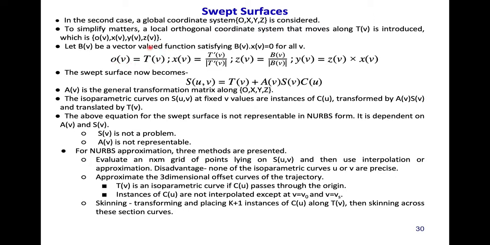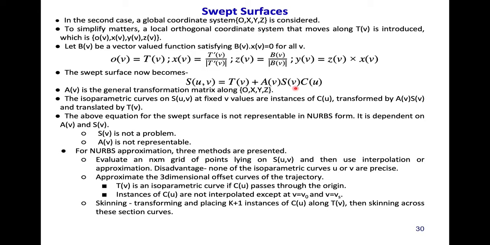O of v is just the trajectory curve. X of v is the first derivative of the trajectory divided by the magnitude of the first derivative, z is the vector valued function b divided by its magnitude, and y is nothing but the product of z and x. Using these four local coordinates, we are going to define the swept surface as follows. S of u is equal to T of v plus, in the place of the M matrix, that is the rotating function, we're going to replace it with A times S times C of u. Looking at this, we can say that the entire surface depends on A of v and S of v.